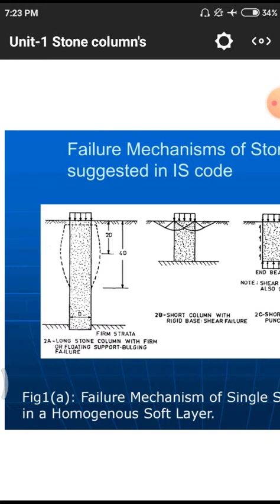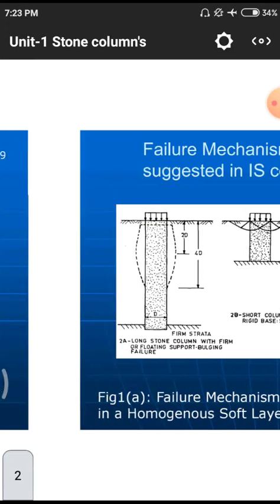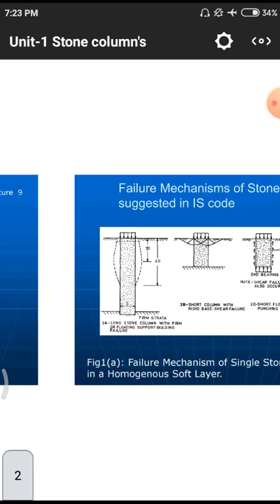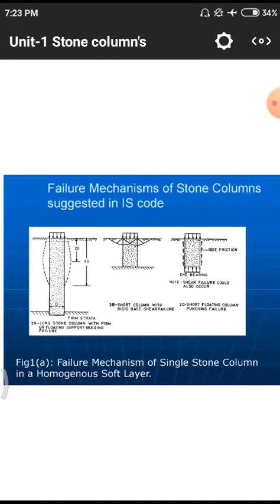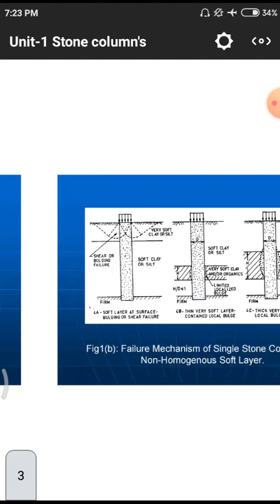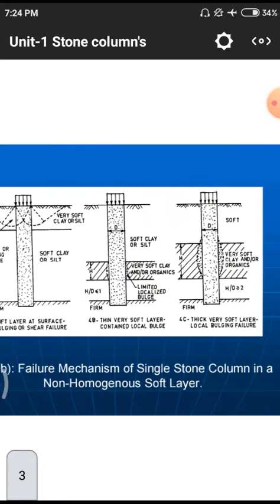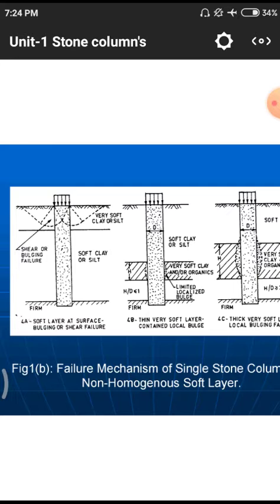Okay, this is the failure mechanism of a single stone column in a homogeneous soft layer. It is a single stone column. Normally, to mitigate these kinds of accidents, we have to prefer multi-level stone columns at a particular foundation, so that there may be no chance of buckling or any other crushing. This is how the load will be applied in a single stone column.